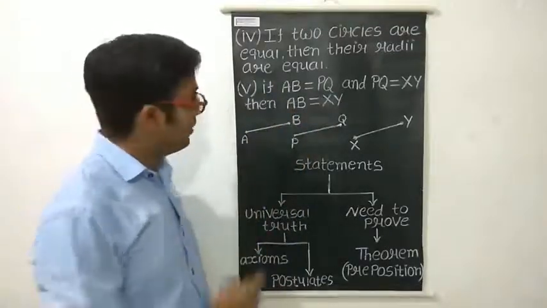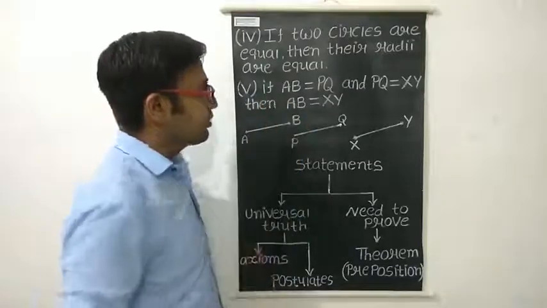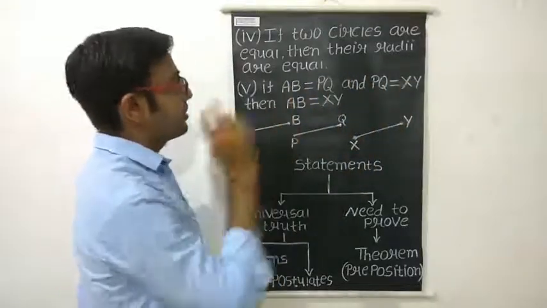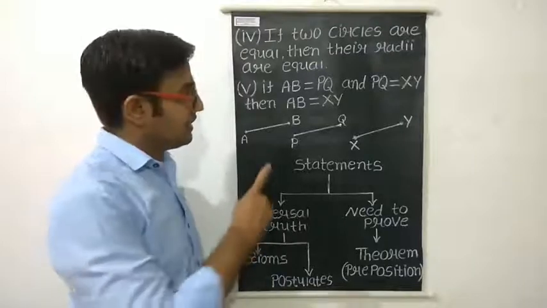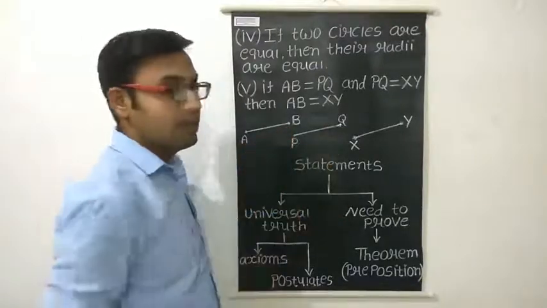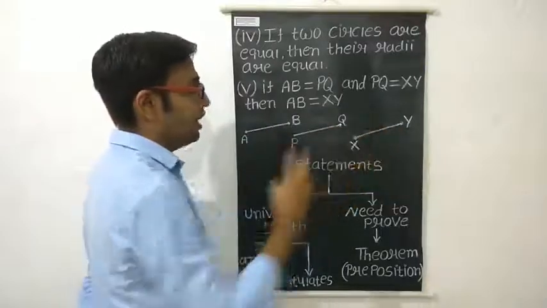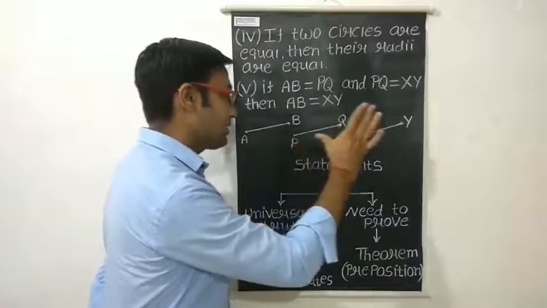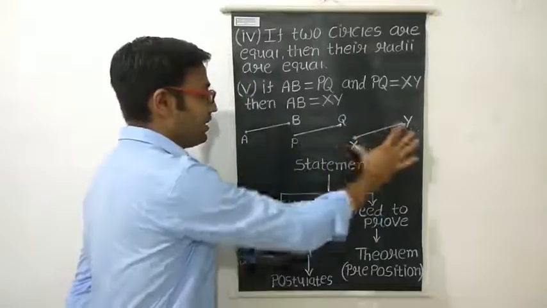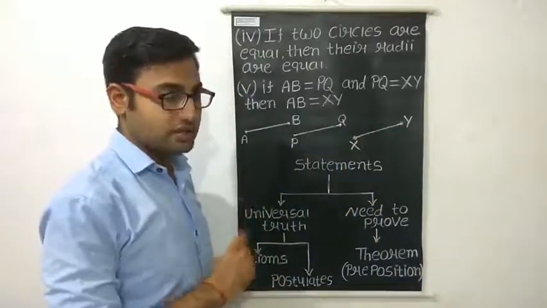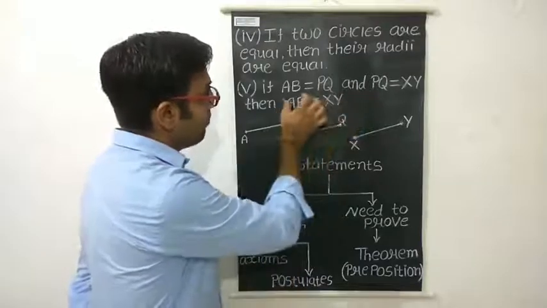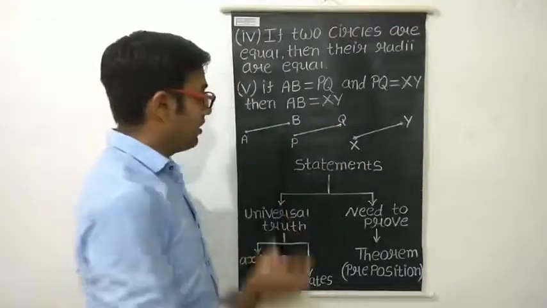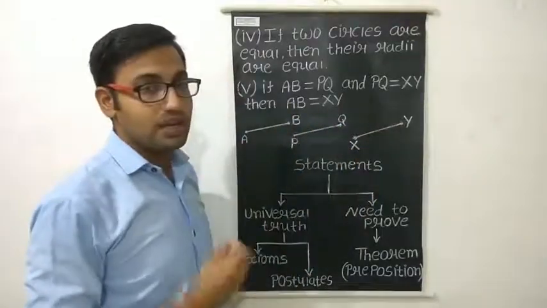So if two circles are equal, then the radii are equal. Statement is true. Fifth statement: if AB is equal to PQ and PQ is equal to XY, then AB is equal to XY. Here we are given three line segments AB, PQ and XY. We have said that AB is equal to PQ and PQ is equal to XY. Then AB is equal to XY. Is it correct? Yes. See, both AB and XY are equal to PQ. Then both AB and XY must be equal.